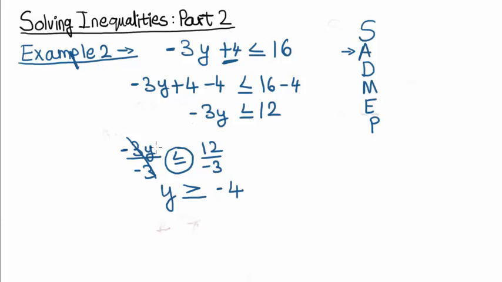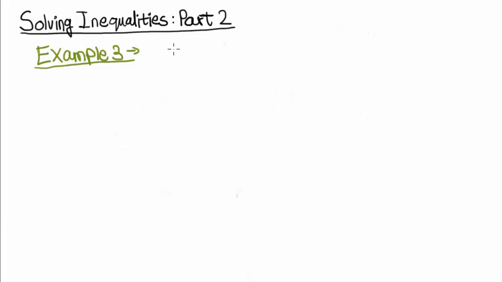So the solution of the inequality negative 3y plus 4, which is less than or equal to 16, is the inequality y is greater than or equal to negative 4. In this example, let's say you have the inequality 4x divided by 9 is greater than negative 20.